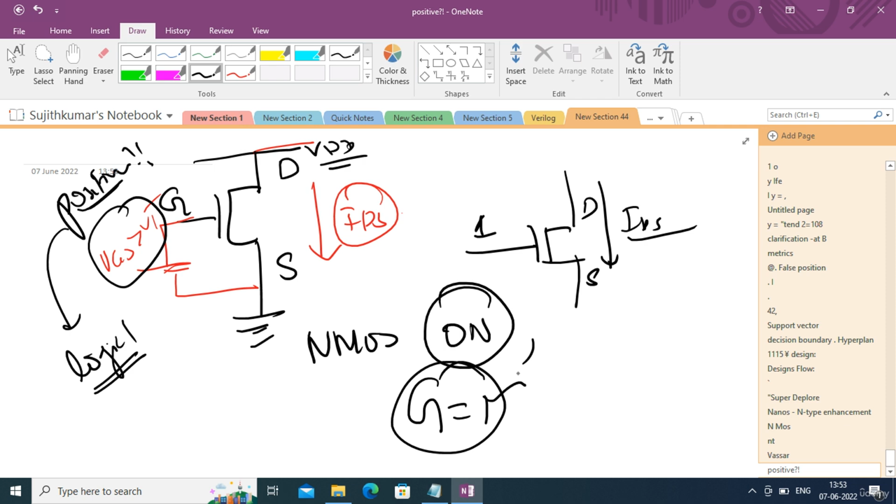We'll take a quick glance at PMOS too, and then we will move to designing the circuits. Thanks a lot.